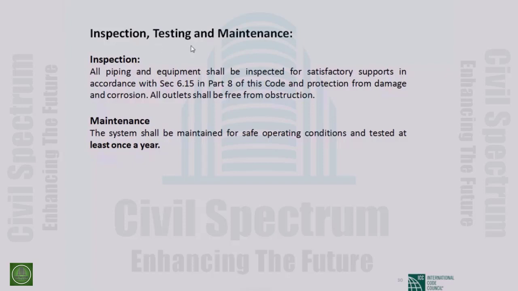So all piping equipment shall be inspected for satisfactory support in accordance with this part of this code, and for protection from damage and corrosion. All outlets shall be free from obstruction. So you have to maintain this very regularly. You have to inspect. There are some inspection conditions as written there. I am not giving the detail of that. The system shall be maintained in safe operating condition and tested at least once a year. So you have to test every year. That's why we need a very effective drainage system for testing the system.